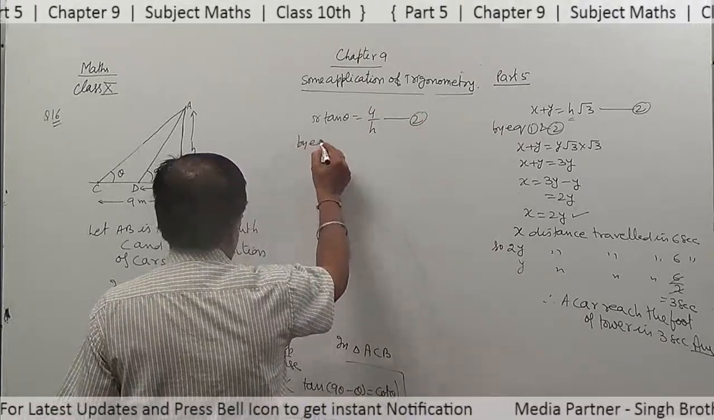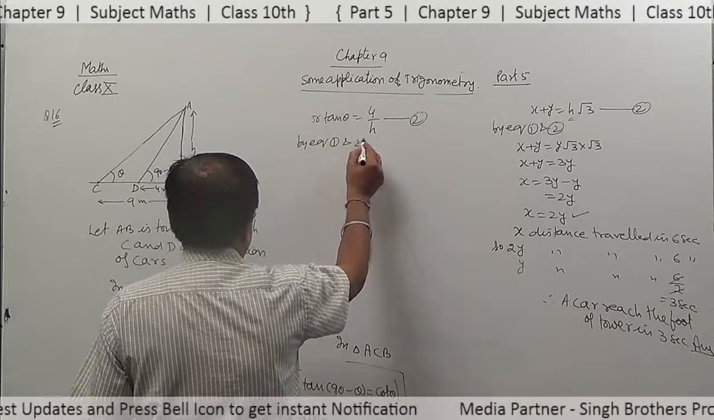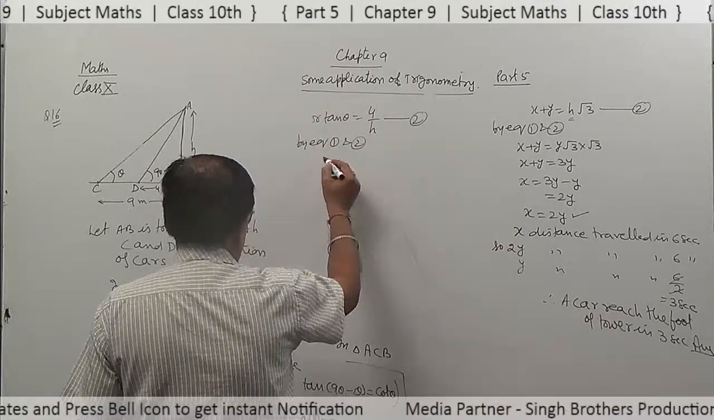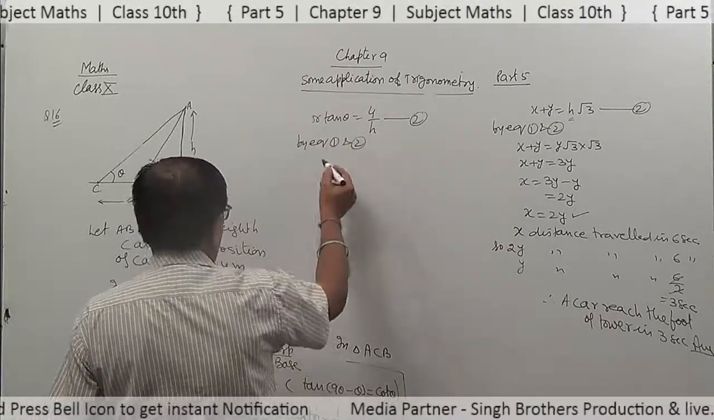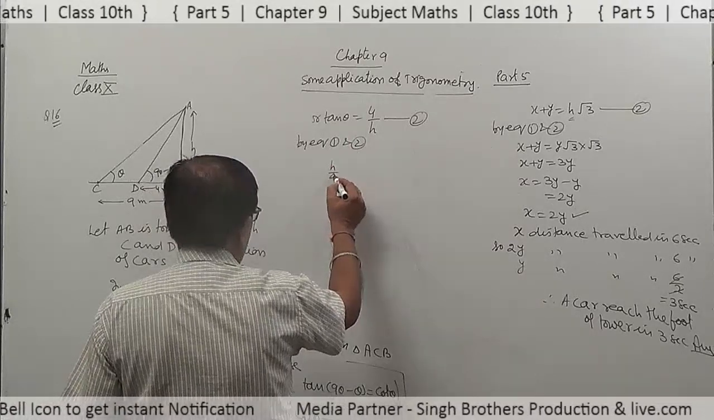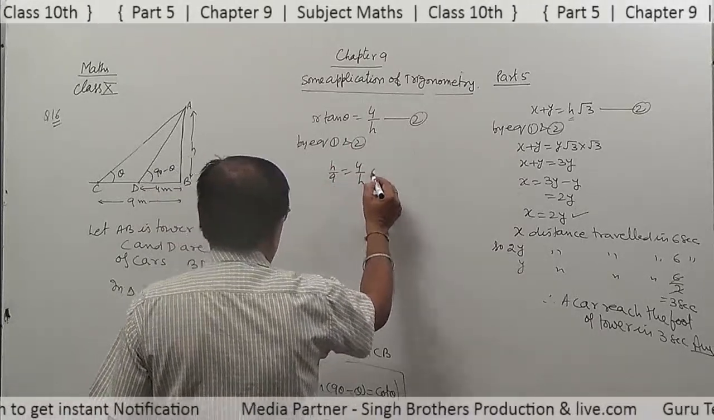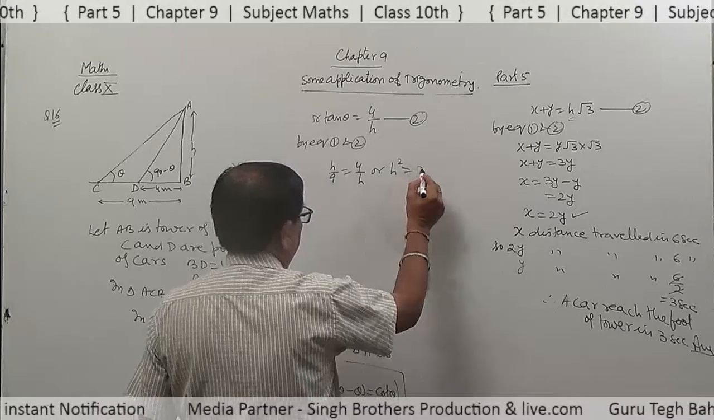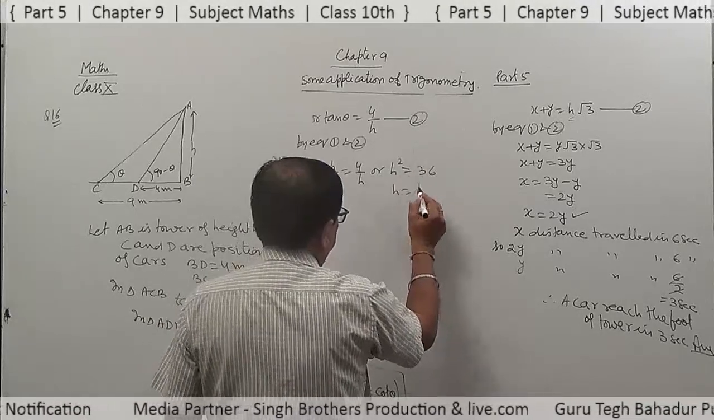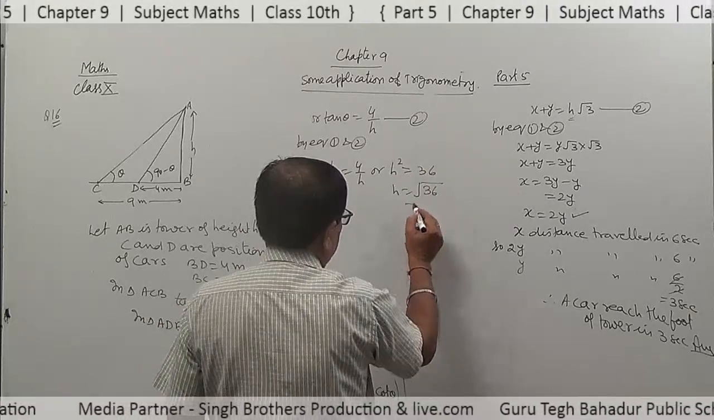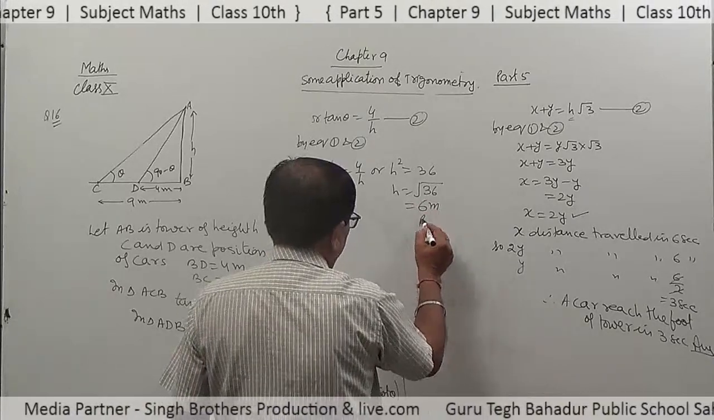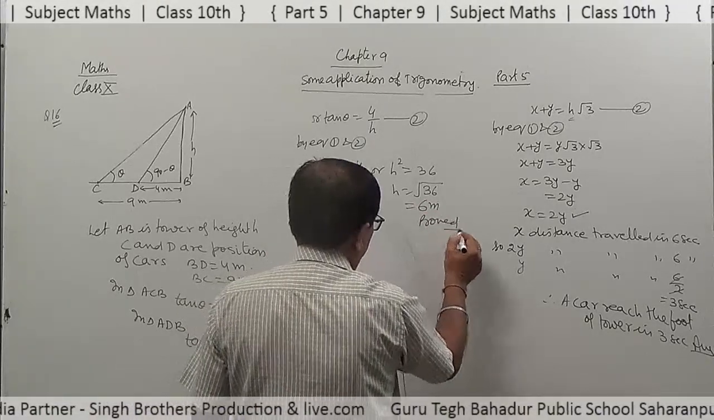By equations 1 and 2, this is tan theta, this is also tan theta. So h upon 9 is equal to 4 upon h, or h square is equal to 36, h is equal to square root 36, that is 6 meters. This you have to prove.